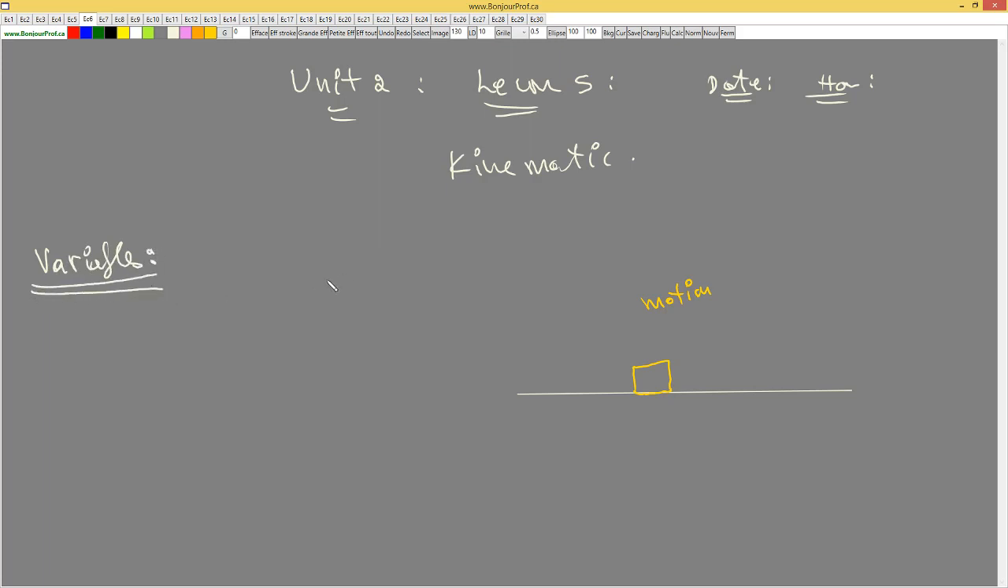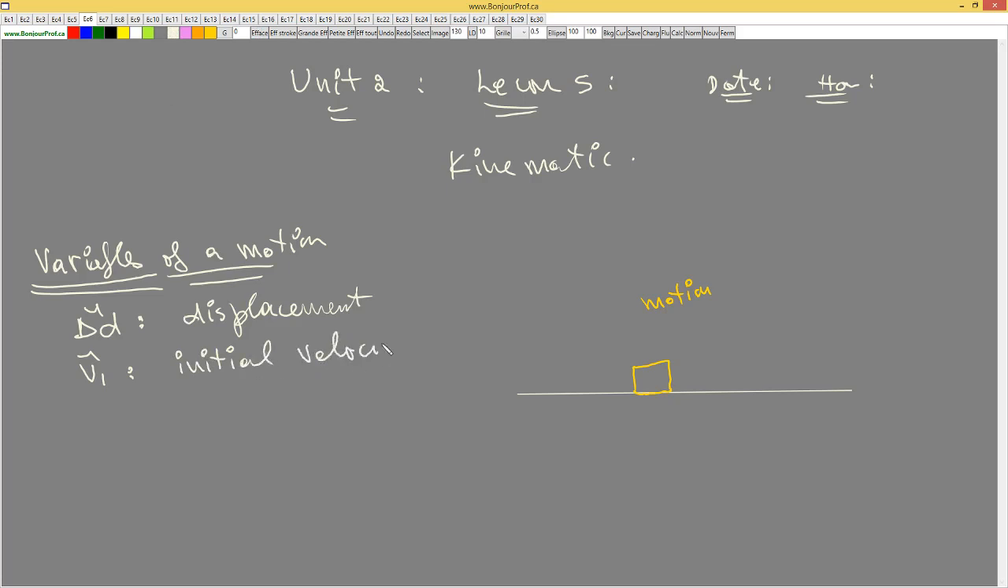So right here, variables. What are variables for a motion? Variables of a motion. The first variable is delta D. This one is displacement. Then I have V1. It is a vector also. It is the velocity, initial velocity.